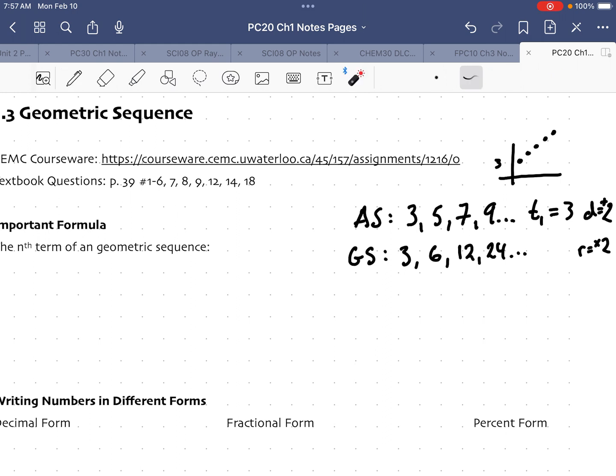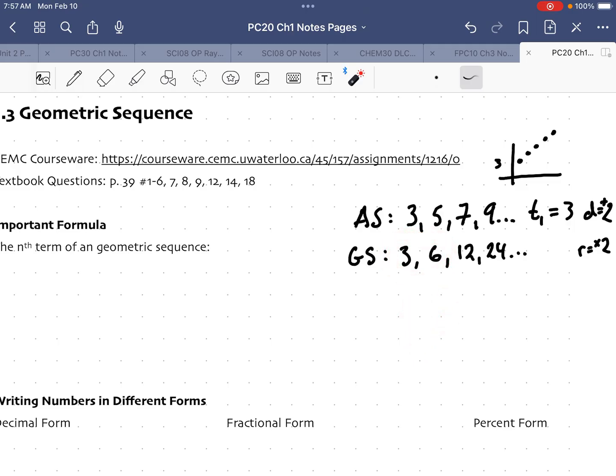We get our common ratio just by dividing these two numbers. 24 divided by 12 is equal to 2. We could divide these two: 12 divided by 6 is equal to 2.